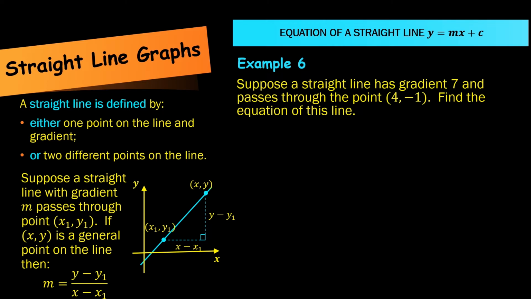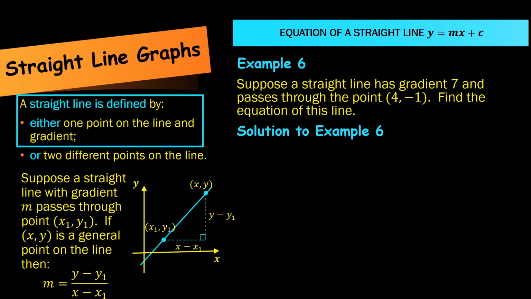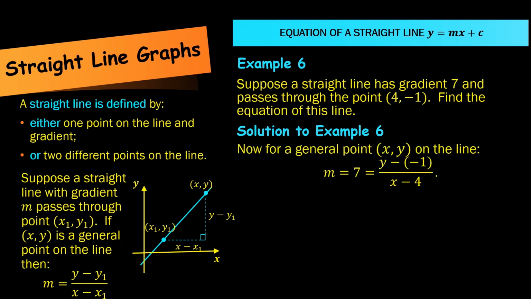So let's take a look at an example to illustrate this theory. Suppose a straight line has gradient 7 and passes through the point 4, minus 1. Find the equation of this line. So let's solve this. In our question, we have one point on the line and the gradient. So for a general point x, y on the line, we can say that m equals 7, which is the gradient, equals y minus 1 over x minus 4.